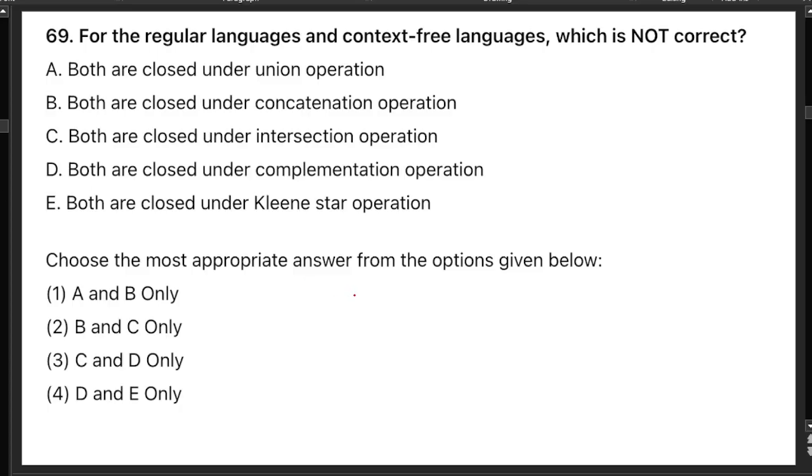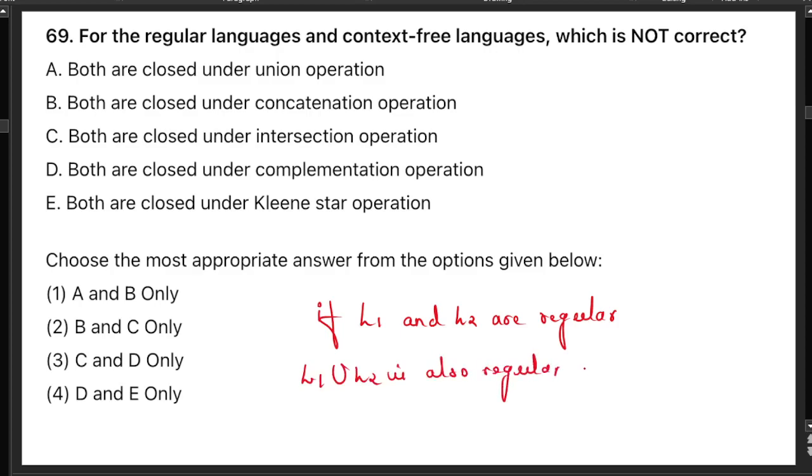So let's find out. Regular languages and context-free languages are both classes of formal languages which are used in automata theory and formal language theory. Now, if we talk about option A, both regular and context-free languages are closed under union operation. For example, if L1 and L2 are regular or context-free, then L1 union L2 is also regular or context-free.